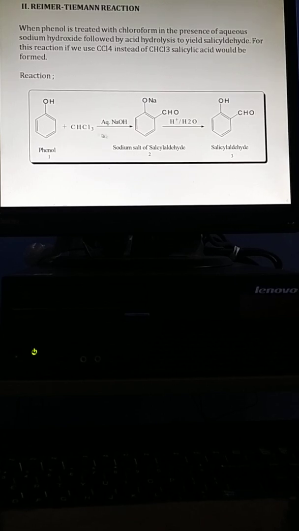Here in this reaction we are using chloroform, so the product will be salicylaldehyde. Suppose in place of chloroform you use carbon tetrachloride, the product will be salicylic acid. Next we will see it one by one.